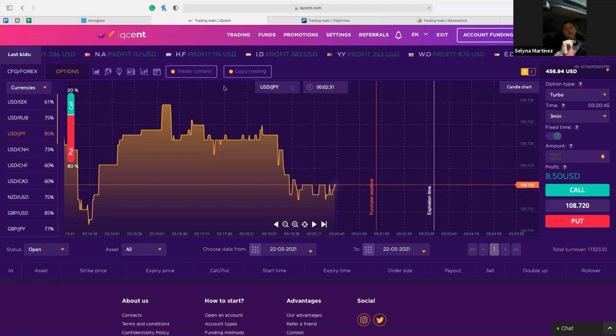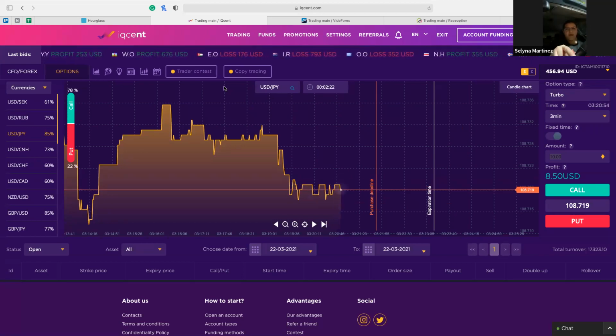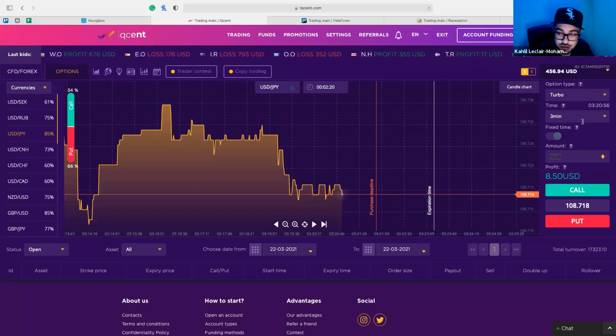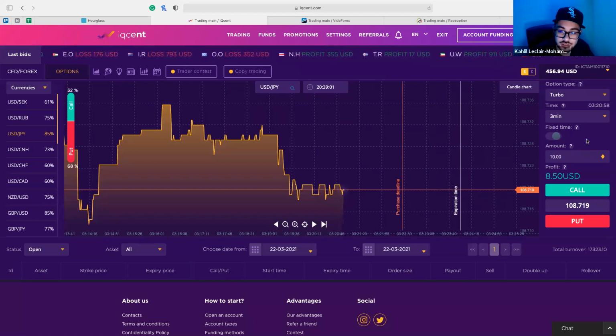I just wanted to piggyback on that. On the right-hand side, doesn't it tell you the payout as well? If you enter the amount that you're going to bet or take a trade in, it'll tell you? Yes. Right here.